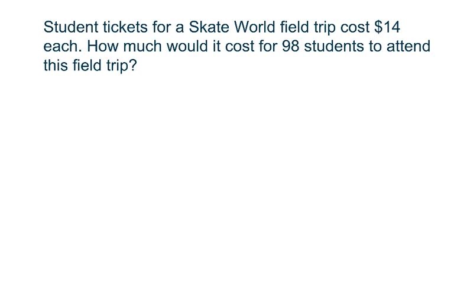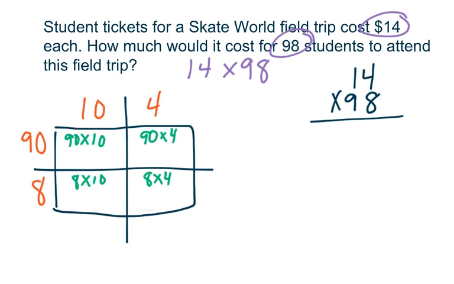We're going to set up our multiplication problem. So we have 14 and 98. So those are our two numbers that we're multiplying together. $14 for each student, and there are 98 students. I'm going to solve this using my area model, and then I'm going to check my work with regrouping. So when I'm drawing out my area model, I'm going to write all of my multiplication problems inside each piece of my rectangle and then solve each of those partial products.